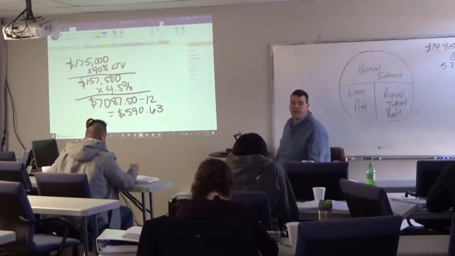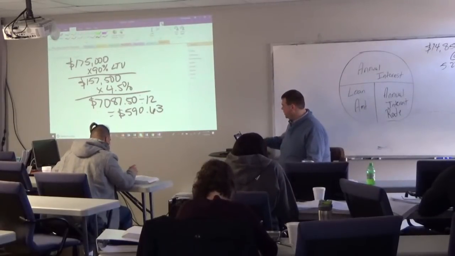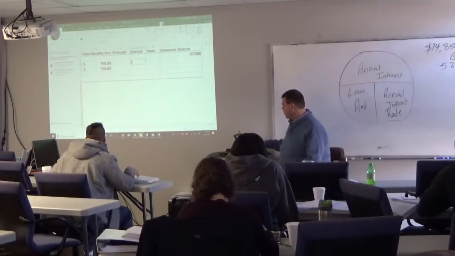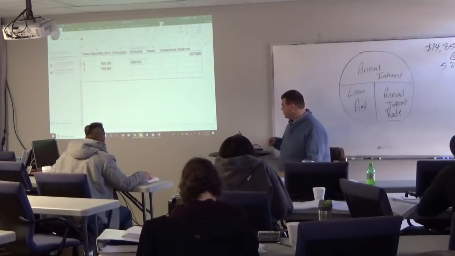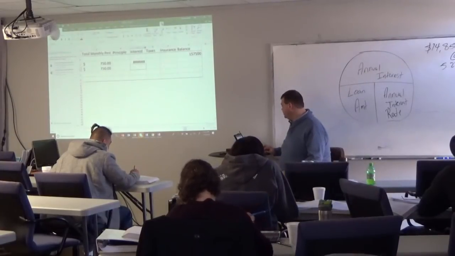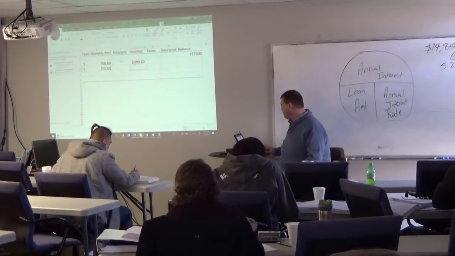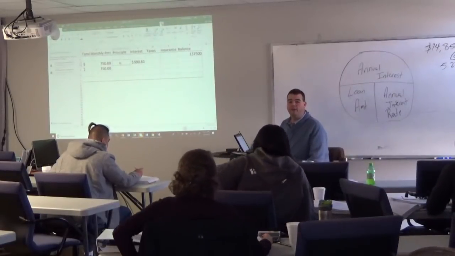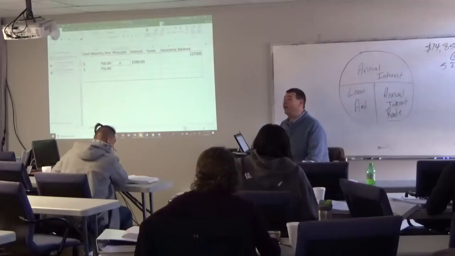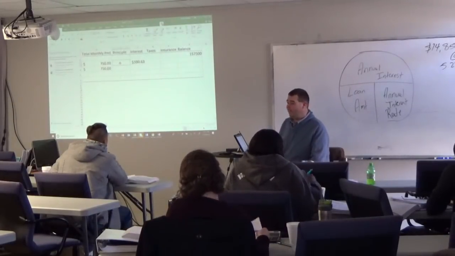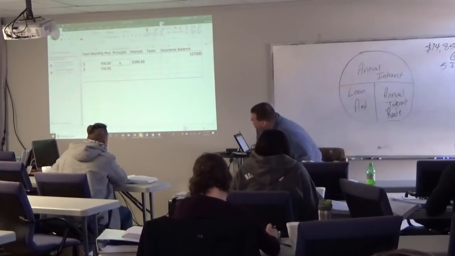Does everybody agree with that? So what am I going to do with that number? I'm going to put it in my chart. 590.63. Now I'm not going to put it in twice like I did my monthly payment. Why? Because the interest is going to do what every month? It's going to change. In fact, the interest payment should be going which way every month? Down.